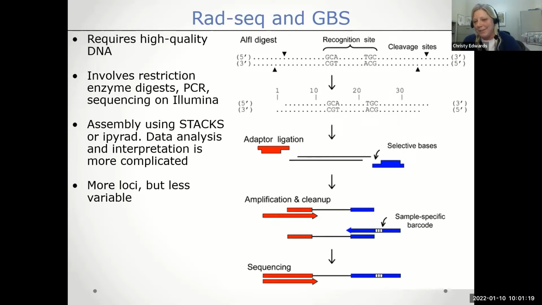Because of the sheer number of sequences, the analysis of this type of data is a little bit more complicated. But one of the great things about it is that it can give up to tens of thousands of loci across the genome of an individual. So we get a lot more loci, but they're a little bit less variable. And next slide.